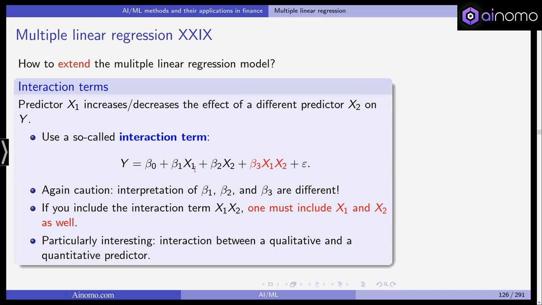This is particularly interesting when you have an interaction between a qualitative and a quantitative predictor. For example, imagine x1 is income and x2 is gender, male, female. In this case, the interaction term beta 3 would measure the effect of gender on income, on say health, if the response is health. So how much does gender affect the effect of income on health? Quite interesting. And beta 1 and beta 2 would be the isolated effects, for example, for a male and female. That's quite interesting when you combine a qualitative and a quantitative predictor.